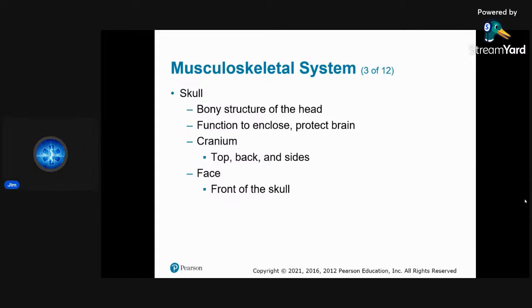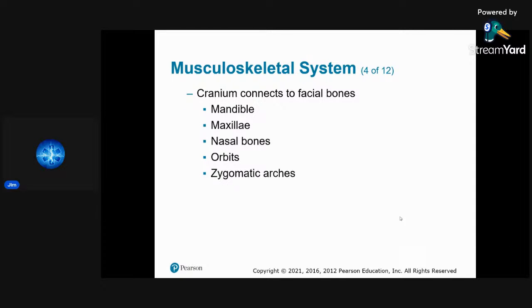The skull, bony structure of the head, right? Its whole job, the skull, is to protect the brain. That's its biggest job. The cranium is the top, back, and sides of the head. And the front is your face, or your front of the skull. Cranium connects to the facial bones. We have the mandible, which is your lower jawbone. The maxilla, which is your upper jawbone. Nasal bone, your orbits or your eye sockets, and your zygomatic arches, which is your cheekbone, right? Some people have more distinguished cheekbones. For example, people of Hispanic heritage or American Indian heritage have distinctive cheekbones.